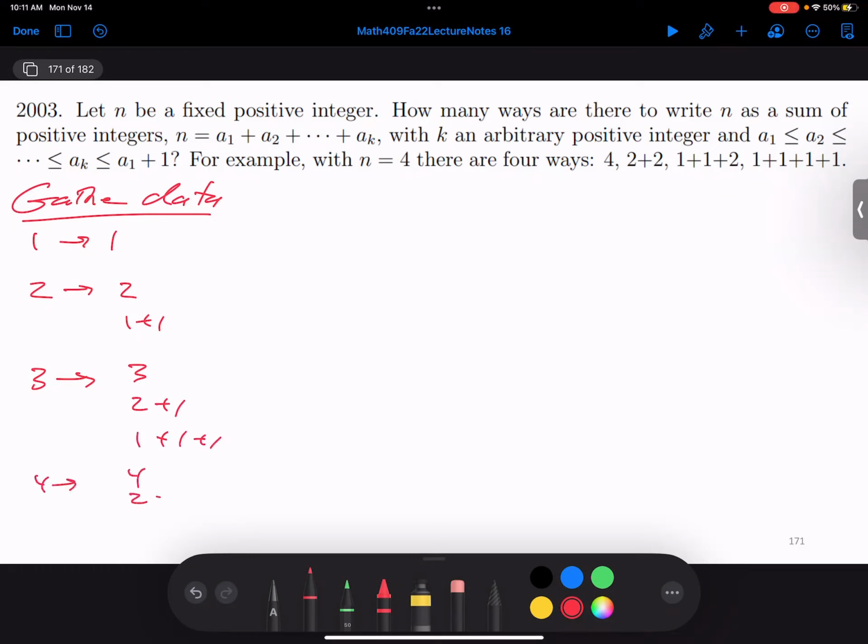plus 1 plus 1. So looking at this, it's natural to conjecture that the number of ways to write n is just n in terms of this decomposition. So we now need to prove this rigorously. How might you prove this? Induction. It seems to be screaming at you, do this by induction. If we know how many ways there are to do 4, we should be able to find out how many ways there are to do 5.